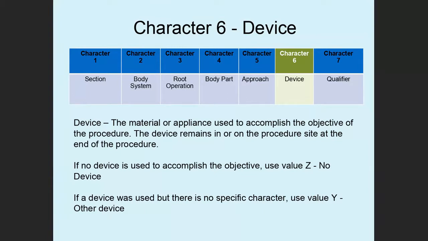Remember that all PCS codes require 7 digits. If no device was used, use value Z, no device. This way you'll get to all 7 digits. You need 7.